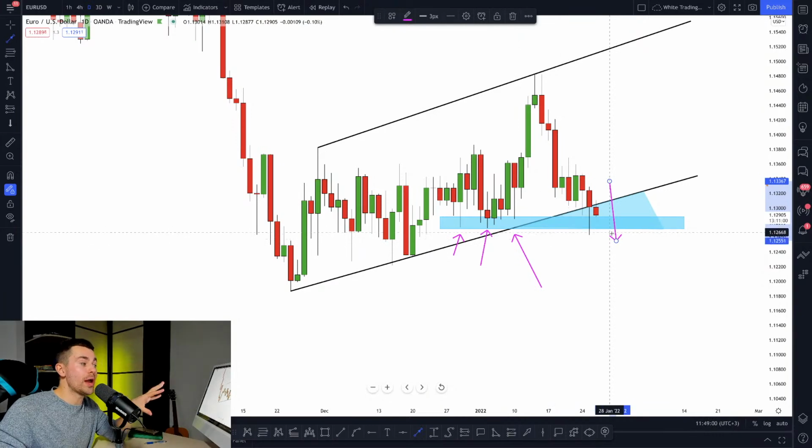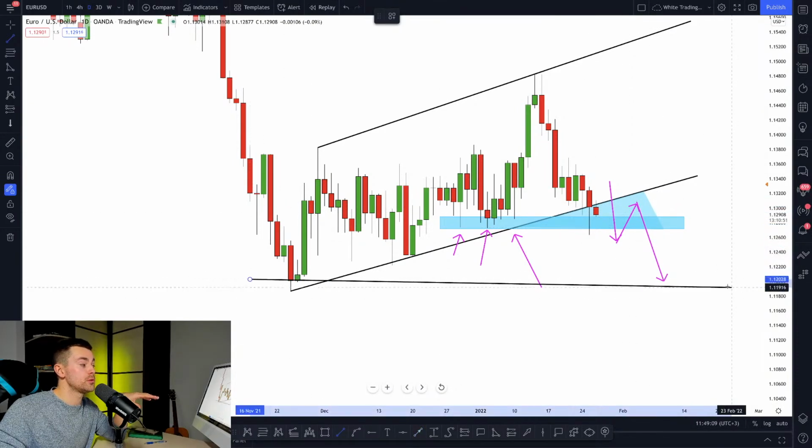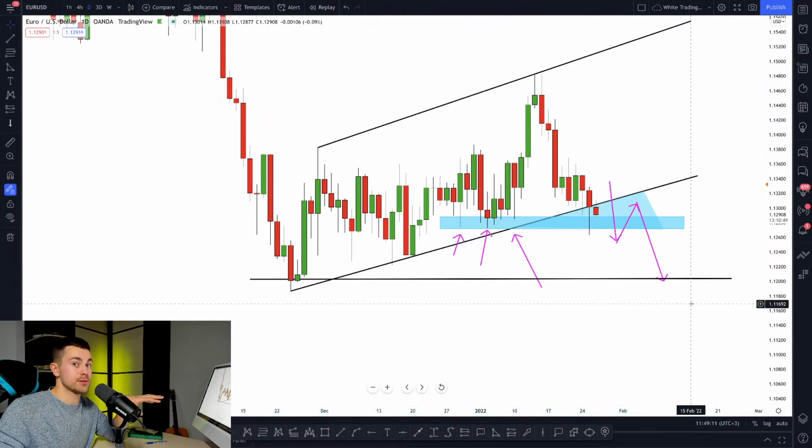And only when the daily candle closes below that, then on a retest you can look for shorting opportunities, and only then a bearish continuation to a current structure low is expected. I hope that it is clear. And of course, we are very bearish right now with euro dollar.